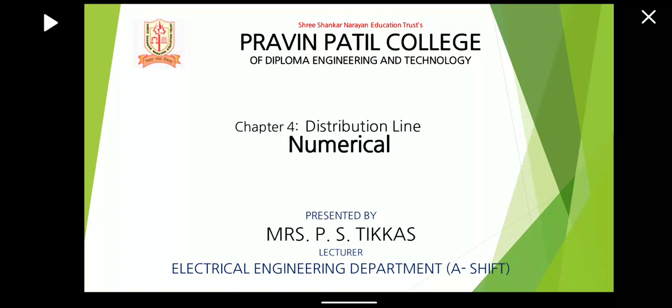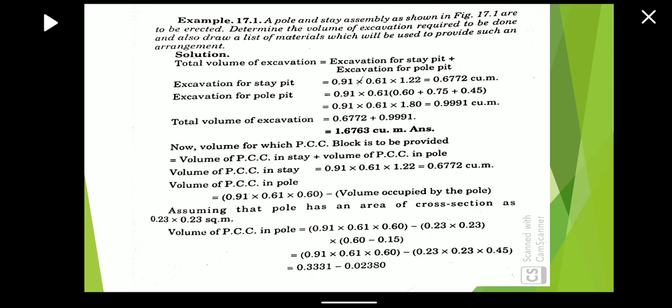Next topic of the distribution line is numerical examples based on the distribution line. So let's see the first numerical. A pole and a stay assembly as shown in the figure are to be erected. Determine the value of excavation required to be done and also draw a list of material which will be used to provide such an arrangement.